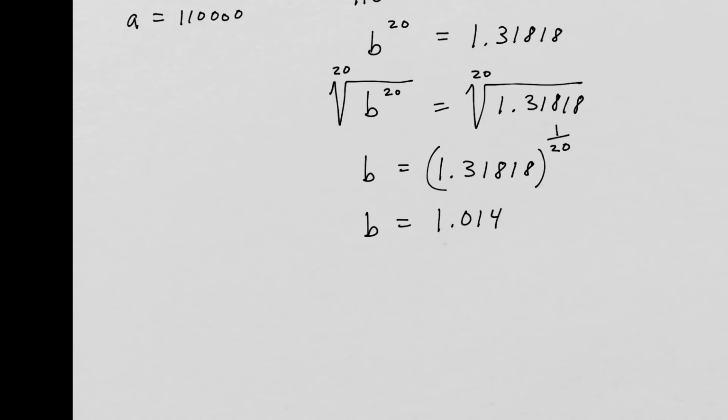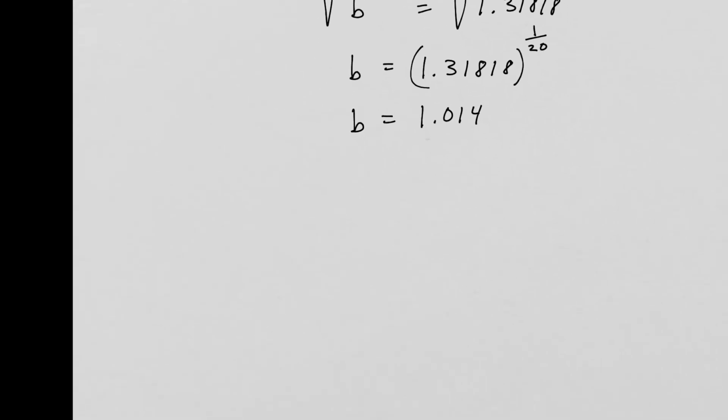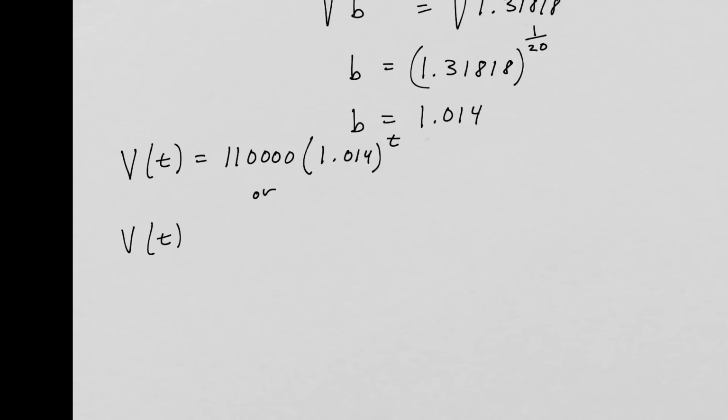Okay, so that means the actual function for the value of the house, V as a function of T, is going to be 110,000 times 1.014 to the T. Or if you want to write it the other way, as 1 plus R, this is going to be 1 plus 0.014 to the T.